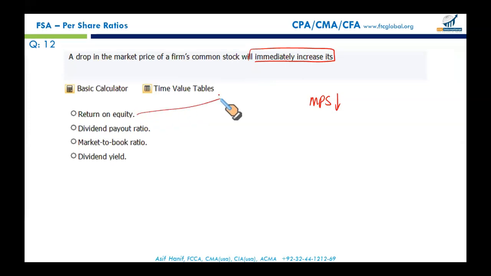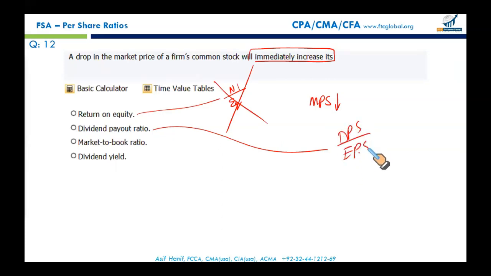Return on equity. Return on equity is the net income upon average equity. It contains no market price whatsoever. Nothing will come out of it. So this is not the right option. Dividend payout ratio, that is dividend per share upon the earning per share. There is no market price in this formula, so not affected.